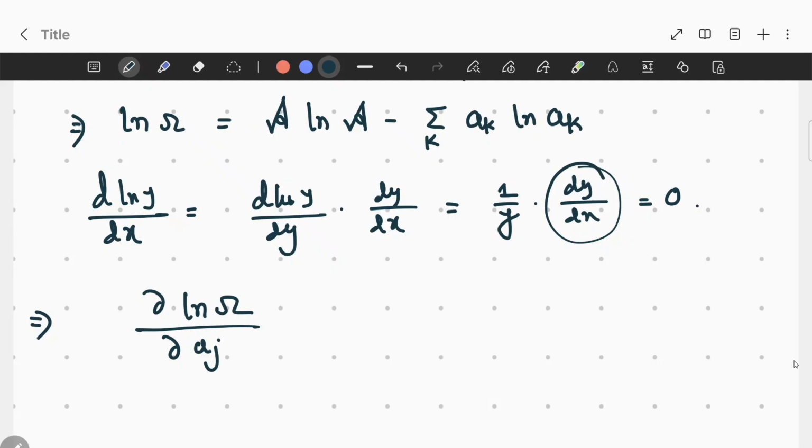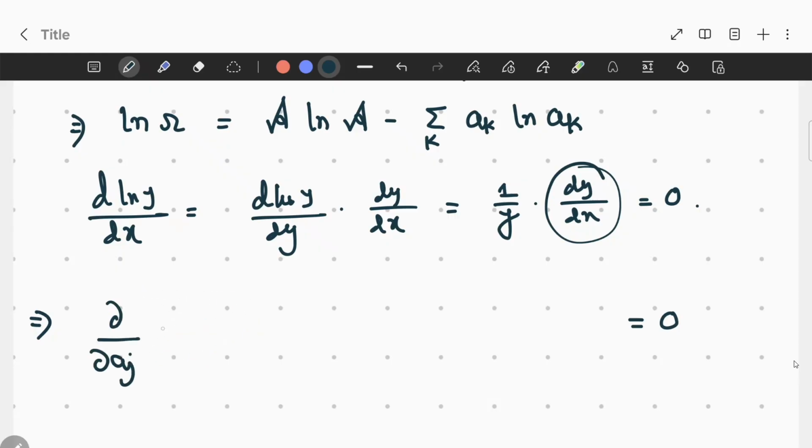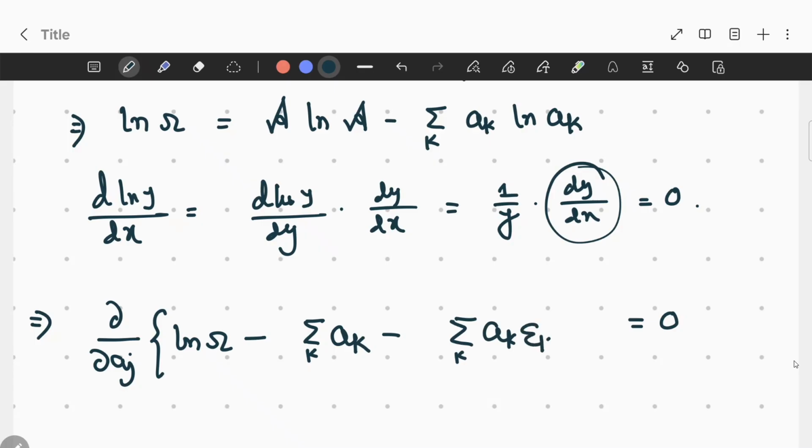But here two constraints are there that we have to keep. So that's why it is not equal to it; we have to subtract that part as well, not just ln omega. Instead of ln omega, we have to do sum over k ak. This was capital A. This is one constraint. Another constraint is sum ak ek. This we have to do. Why did we do this?